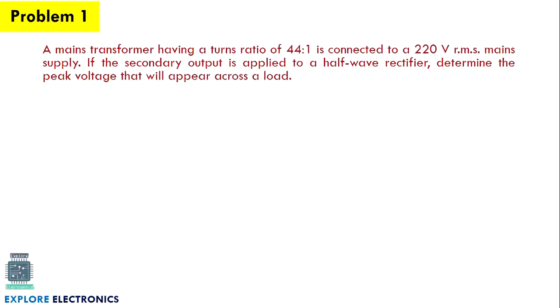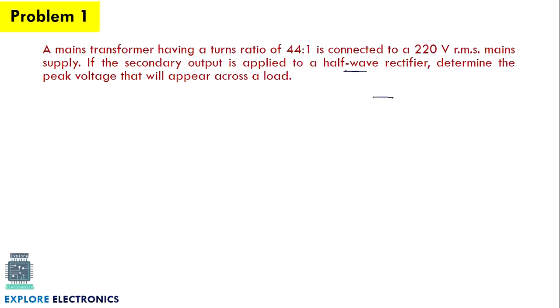The first problem: a mains transformer having turns ratio 44:1 is connected to a 220 volts RMS mains. If the secondary output is applied to the half wave rectifier, determine the peak voltage that will appear across the load. This problem is on half wave rectifier.